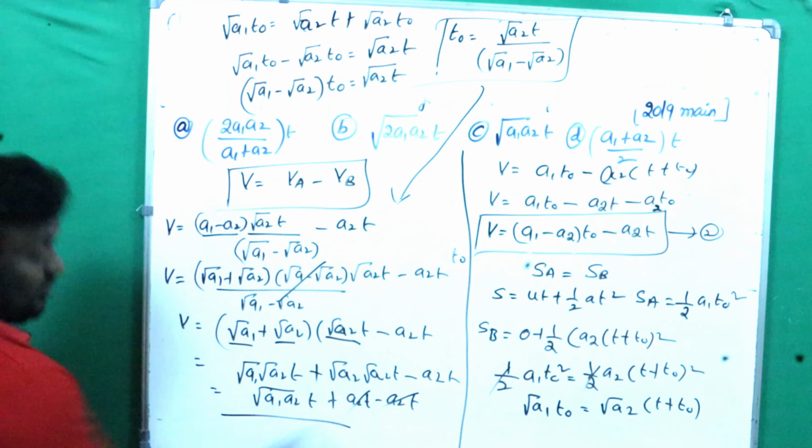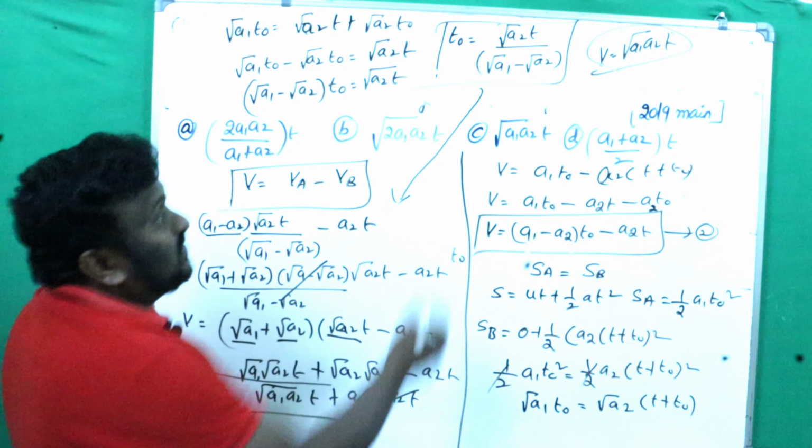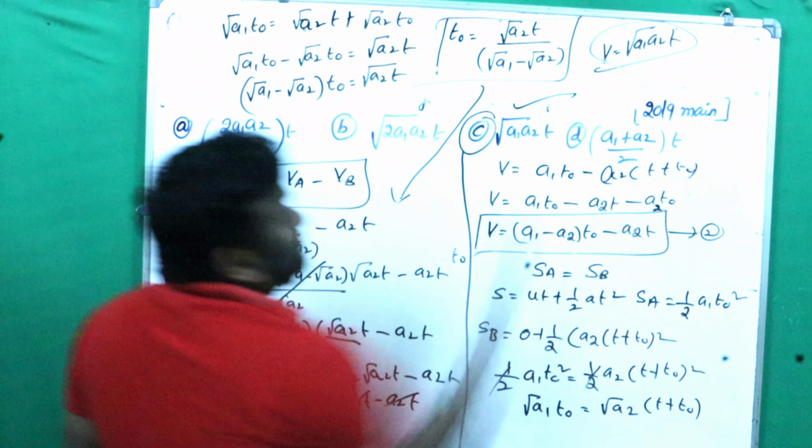So this much velocity is more than the velocity of B. So v is equal to root of a1 a2 into t. That's why the third option is the correct one.